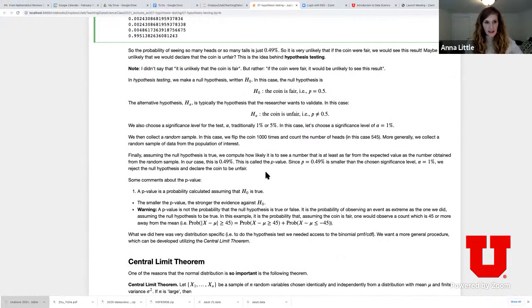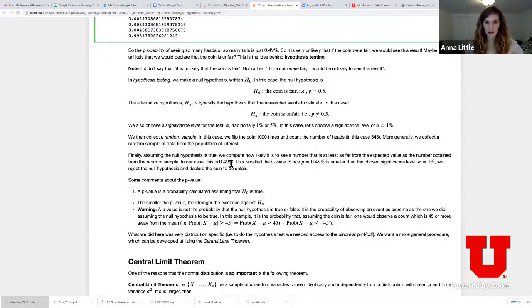And then finally, assuming the null hypothesis is true, we compute how likely it is to see a number that is at least as far from the expected value as the number obtained from the random sample. That was this 0.49%. This is called the p-value, and the p-value is what you want to compare with the significance level.